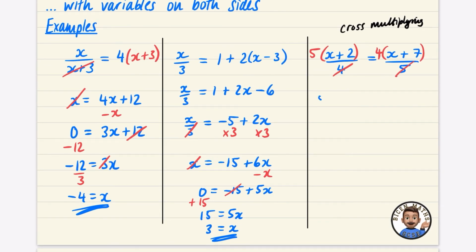So expanding the brackets, you get 5x plus 10 equals 4x plus 28. Get rid of the smaller x, which is this one. 5x take away 4x, that's just x. So x plus 10 equals 28. I'll get rid of the 10 by subtracting 10, and so x is equal to 18.